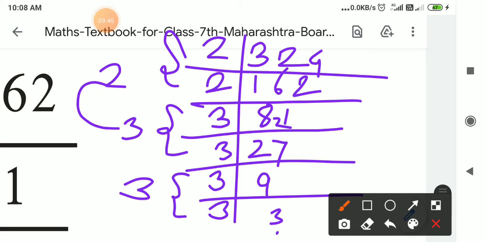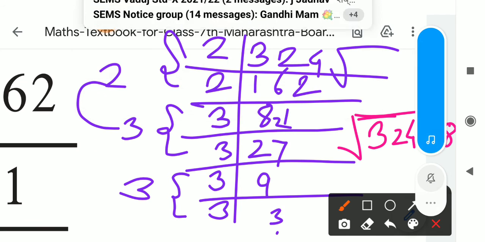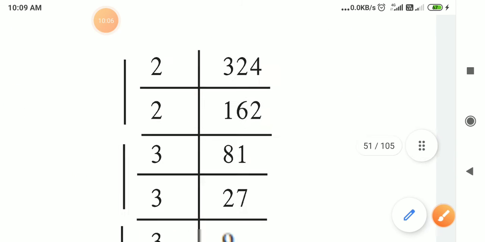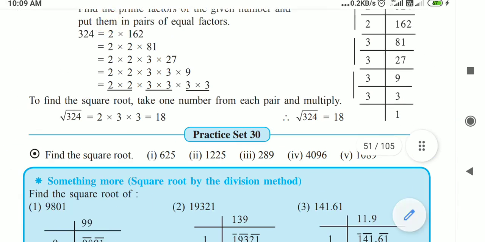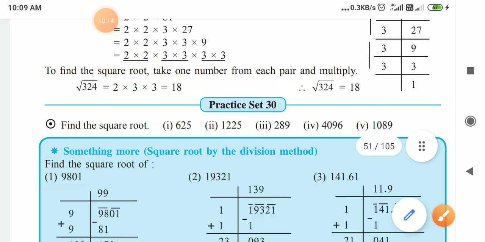So in this way, the square root, meaning under root 324, is equal to 18. The meaning of it is that the square root of 324 is 18. In this way you find the square root by this method. So in the practice set, these examples are given. This example you solve by this method only.